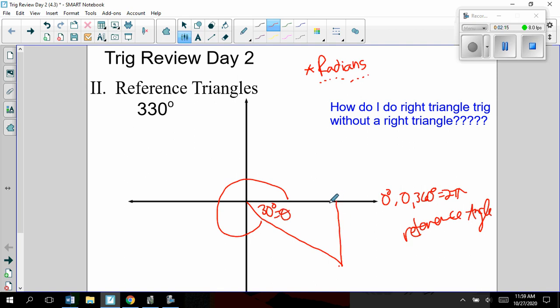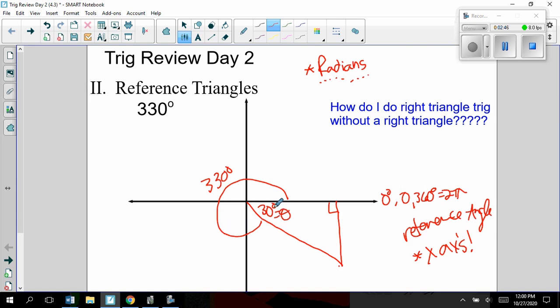Now, your reference triangle is created when you take the line of where you were, and you have to connect to the x-axis. Connecting to the y-axis gets all of your lengths and stuff basically backwards, because you're going the wrong way, you'd be going this way. So you always connect to your x-axis, and so this is the reference triangle with my reference angle, because this angle out here is your 330 degrees.